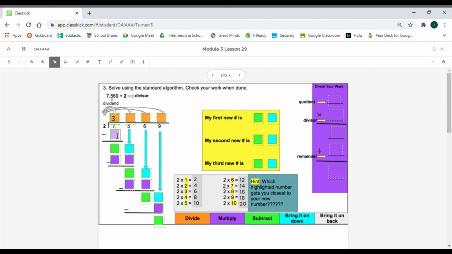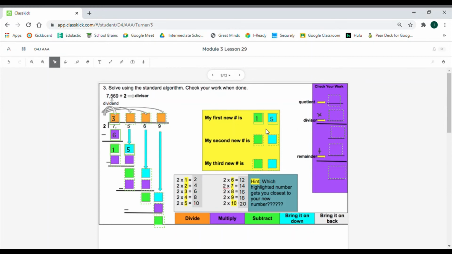If you didn't, make sure you're fixing it. Then I multiplied 2 times 3, and I got 6. Did you get 6? If you didn't, make sure you're fixing it. Then I subtracted 7 minus 6, and I got 1. Did you get 1? Then I brought down my 5, and I found that my first new number is 15. Did you get 15 as your first new number? If you didn't, make sure you're fixing it.